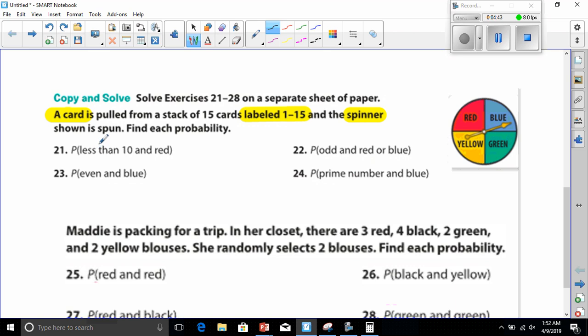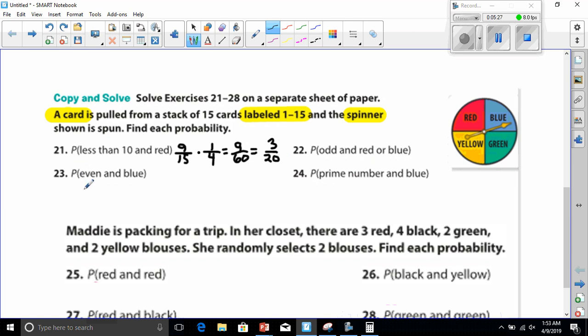Let's do number 21. Less than 10. Well, 9 is less than 10, so we're going to have 9 out of 15. Next it says, and red. Well, red, there's only 1 out of 4 on that, so put 1 out of 4. That's going to give me 9 over 60. Both of these are divisible by 3. So this really equals 9 divided by 3 is 3. 60 divided by 3 is 20. And so our answer should be 3 over 20.